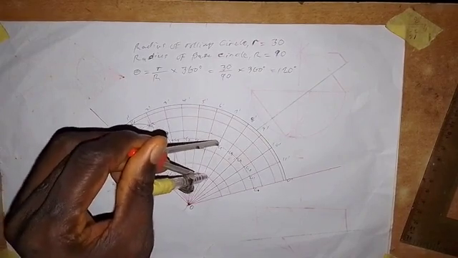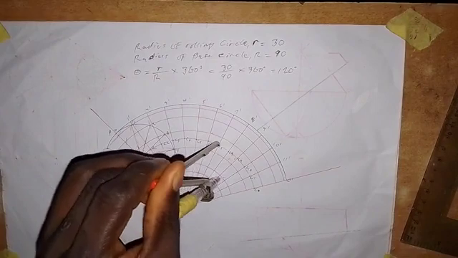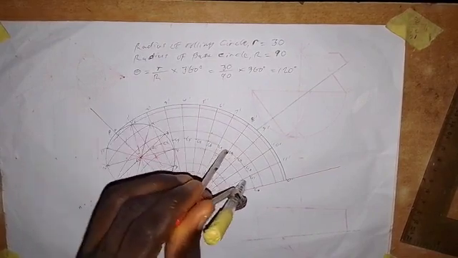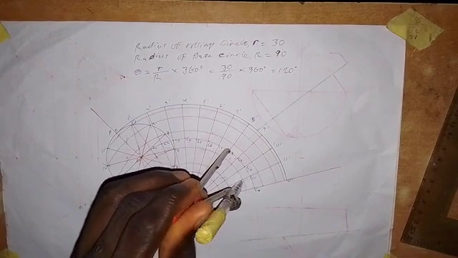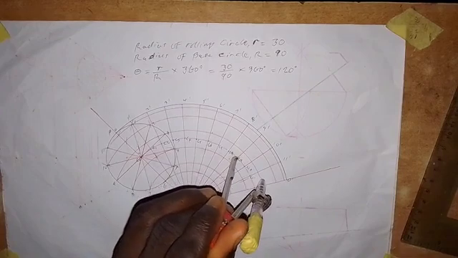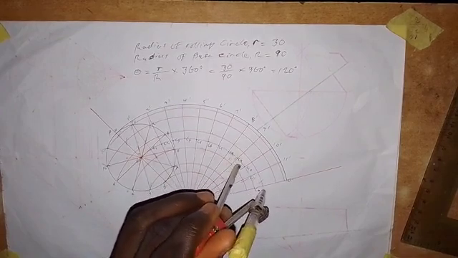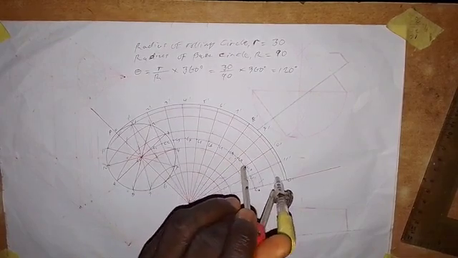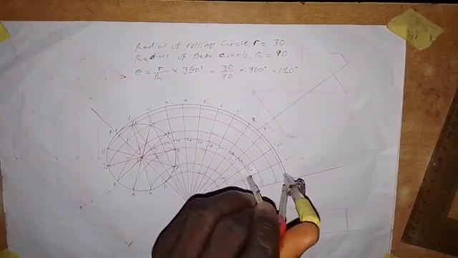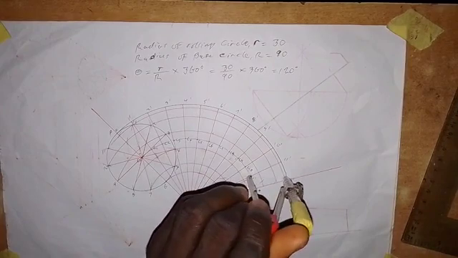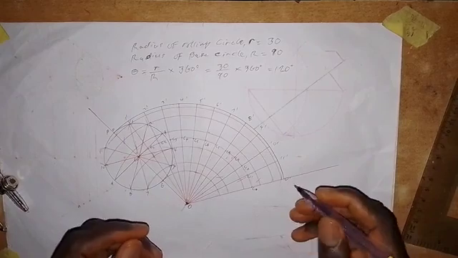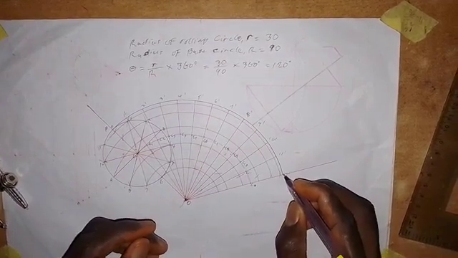Then center 7. So we make an arc here. Then center 8. So you make an arc on arc 8. Okay. Then center 9. So you make an arc on arc 9. Center 10. So you make an arc on arc 10. And center 11. So you make an arc here on arc 11. So let's make sure we can see this point. Everything will be connected to this point.